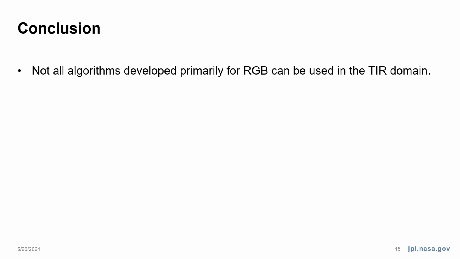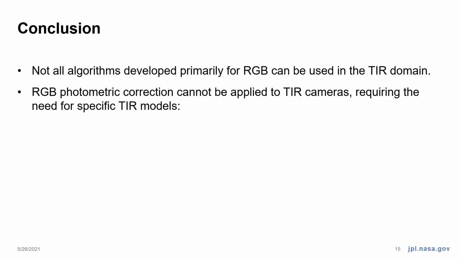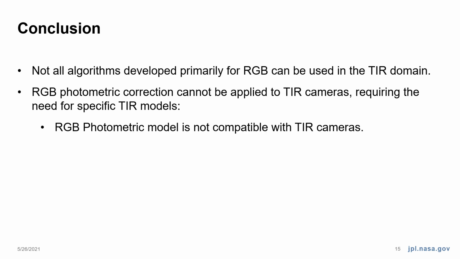To conclude, in this work, we provide evidence that not all algorithms can be ported directly from the RGB domain to the thermal infrared domain. Secondly, we observe that RGB photometric calibration resulted in worse performance. We think the two reasons for this might be, number one, the RGB photometric model is not compatible with thermal infrared cameras. While the RGB photometric model uses radial vignetting as the spatial variations, in the thermal infrared domain, the spatial variations do not follow a symmetrical model and can be non-uniform.